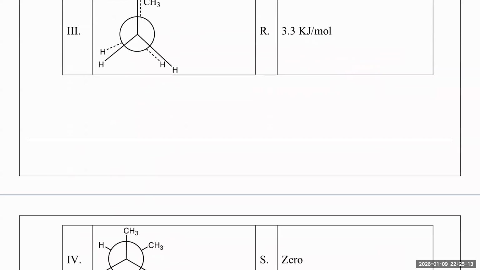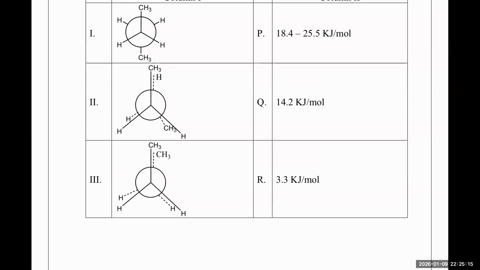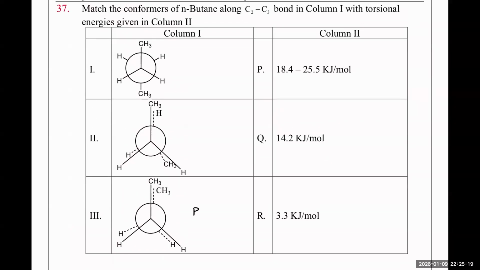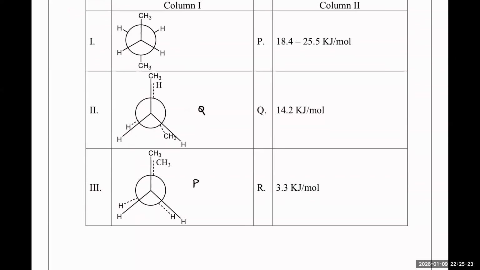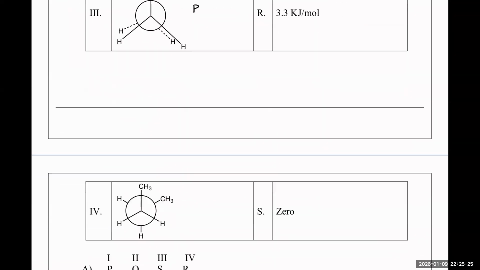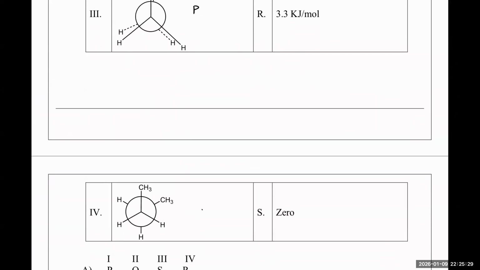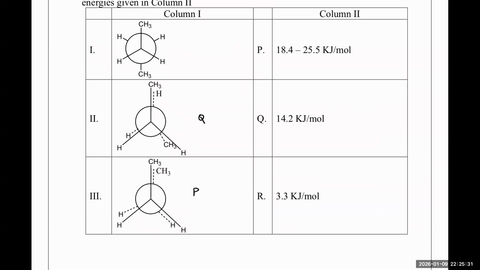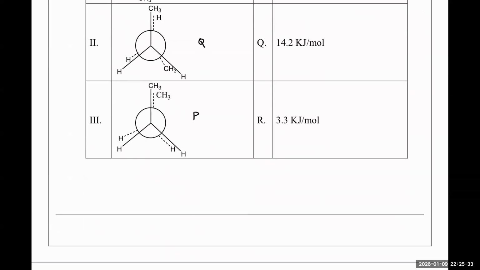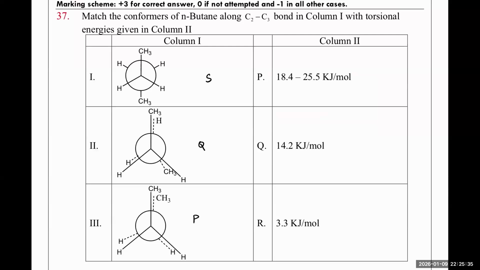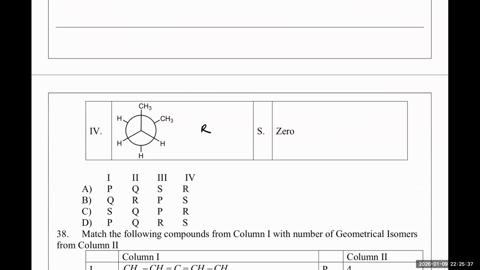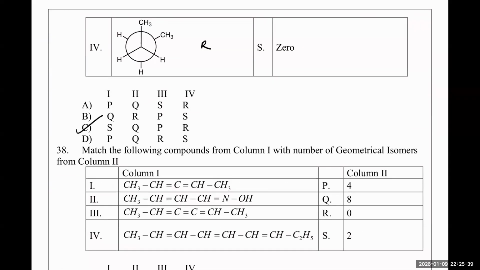So out of this, where is the fully eclipsed form? You can see the third one is fully eclipsed. So P. Next, partially eclipsed. Partially eclipsed is at Q. Okay. Then 3.3 gauche form, which is a gauche form here. So this is 3, which means R. And the last one, anti-form is 0. So S. So SQPR. SQPR. That is option C.